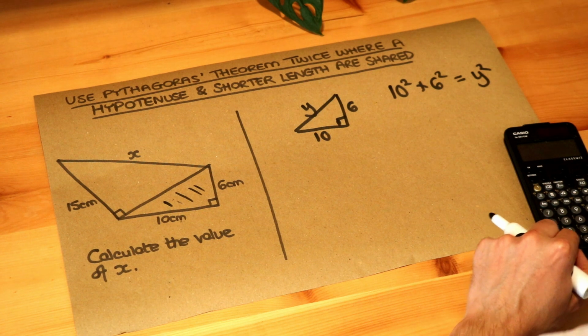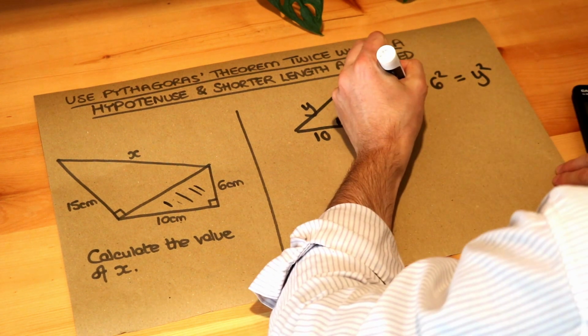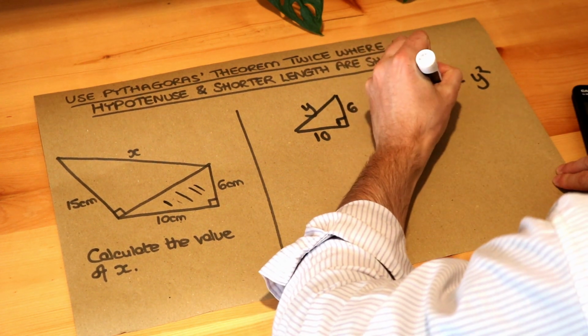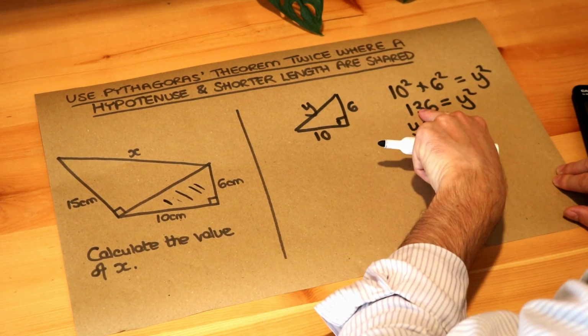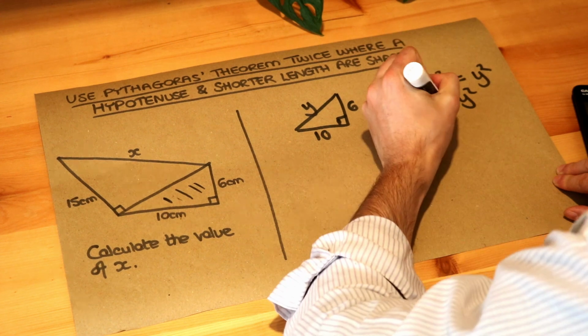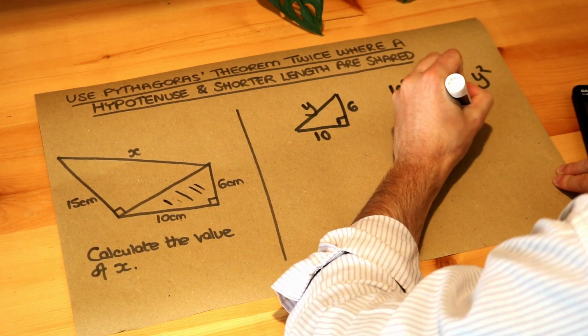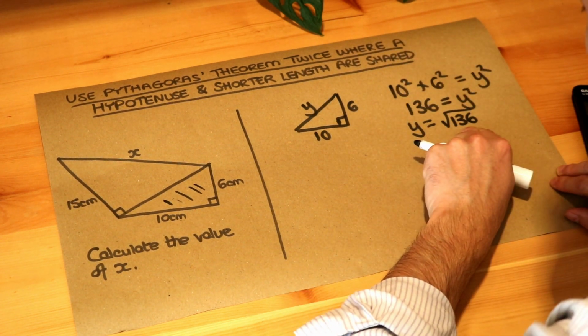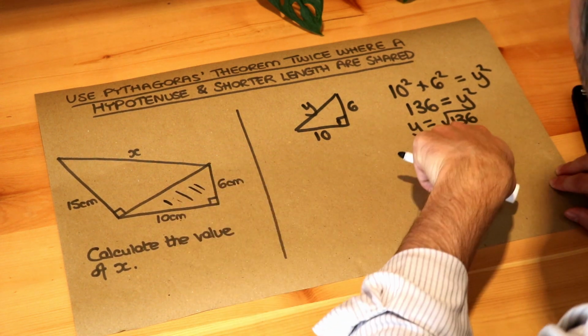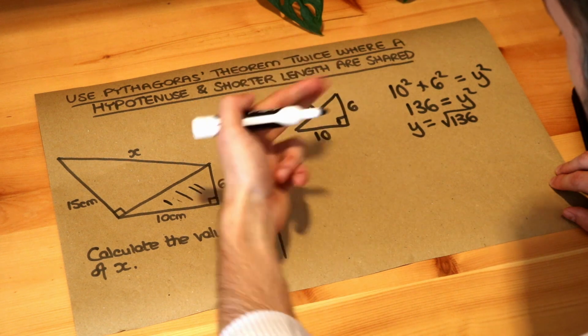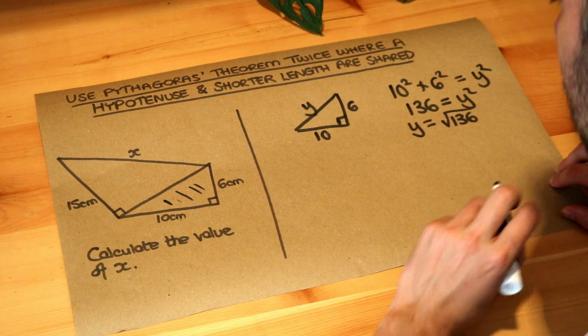So 10 squared plus 6 squared, I didn't need my calculator for that, is 136. And then y is going to be the square root of that. To get rid of the squared, you just square root this. Now, I'm going to leave this as the square root of 136. I'm not going to work that out as a decimal because later we're going to square that value and then it will go back to 136. We'll see as we get there.